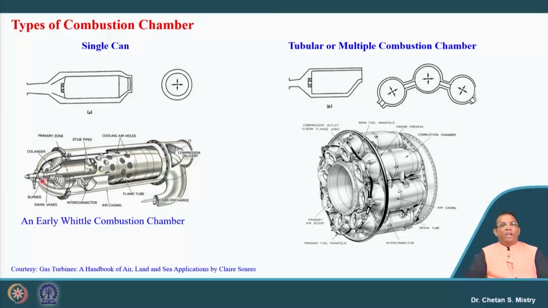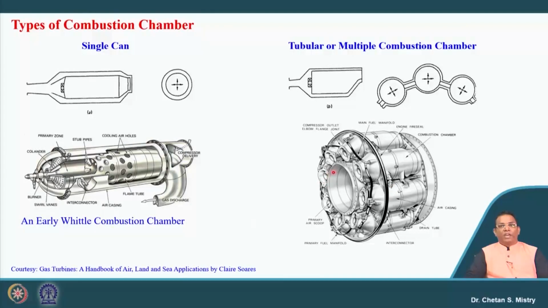Somewhere here I will be having the fluid injection, that is happening in the primary zone, secondary zone, and dilution zone, and from here my gas will be discharged to the turbine. In the same way, people have organized this can in a different way. It is called tubular or multiple combustion chamber, where we have different cans, interconnected. It is called tubular arrangement.